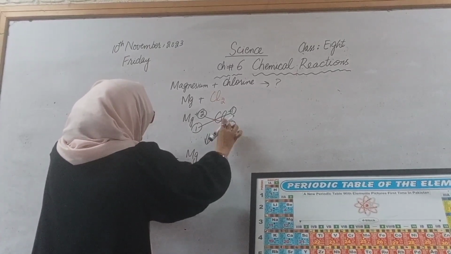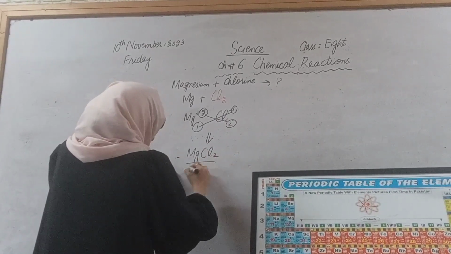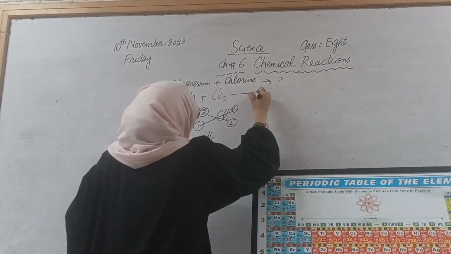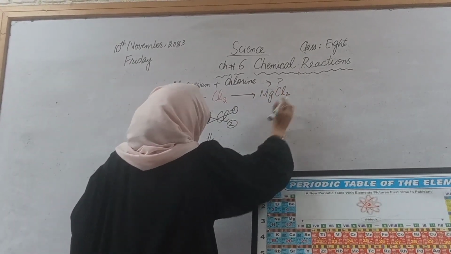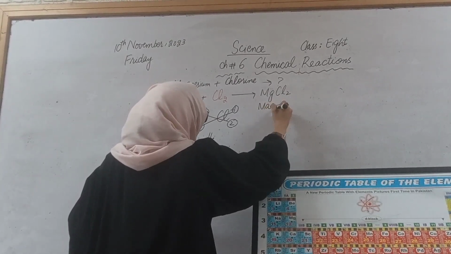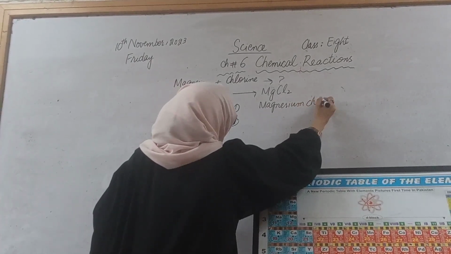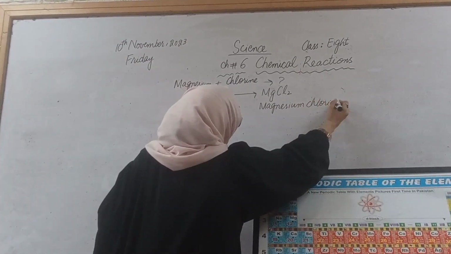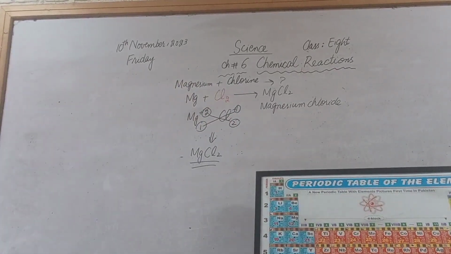Mg, then Cl2, MgCl2. We have obtained MgCl2. It is also called magnesium chloride. Have you got the point?